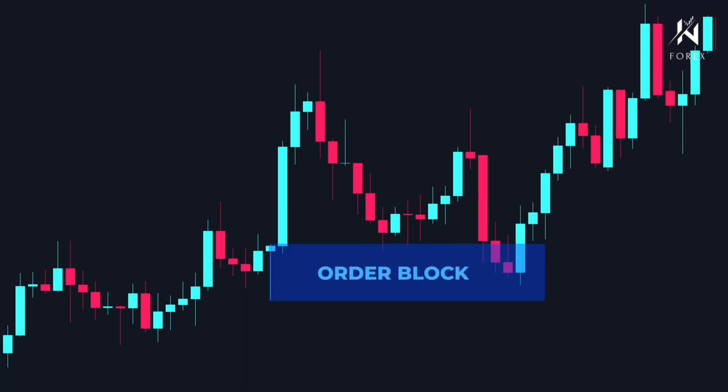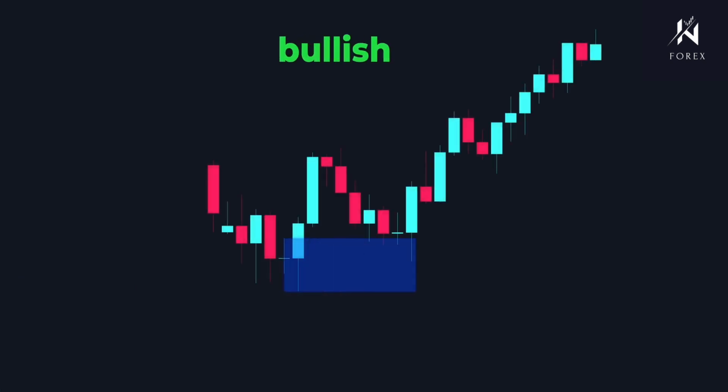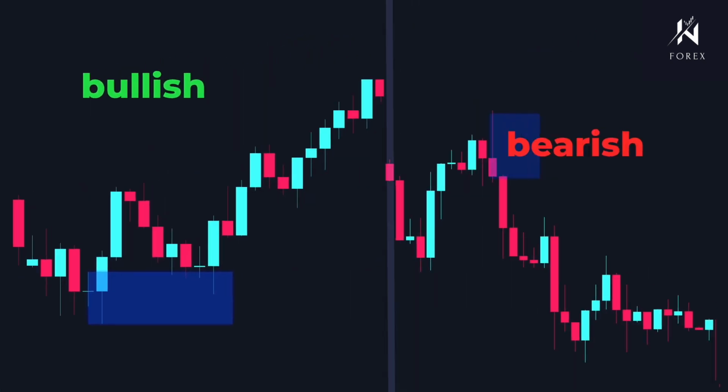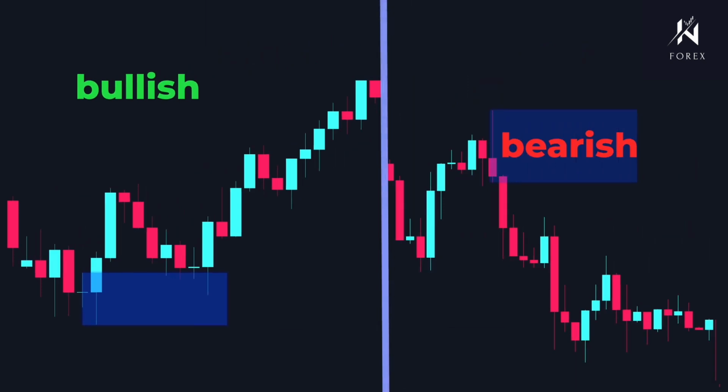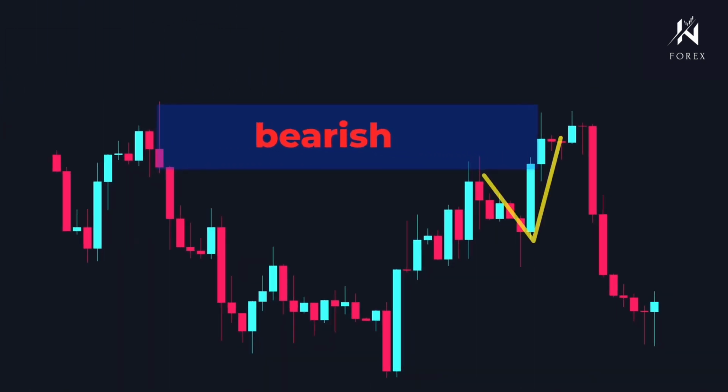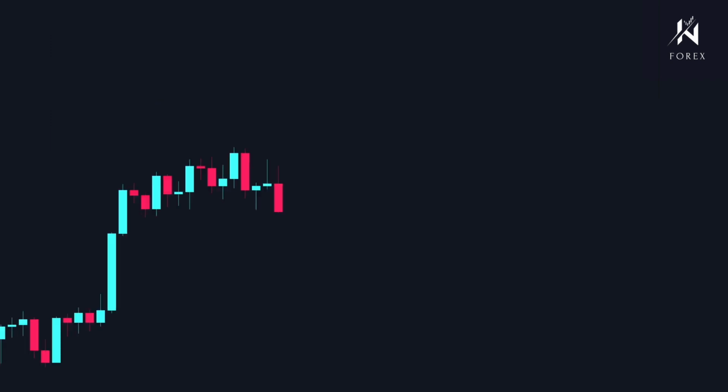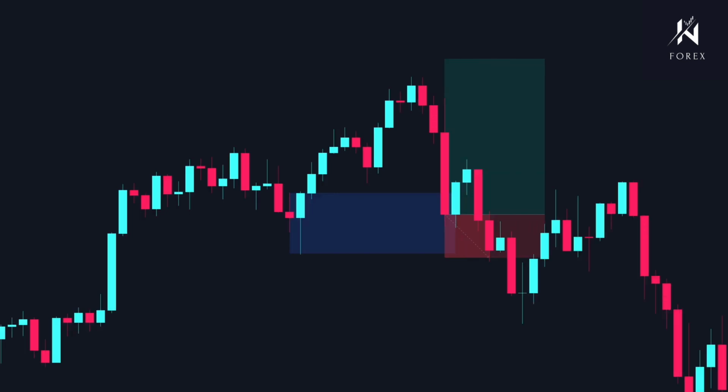There are 2 types of order blocks: bullish order blocks, which are created by large buy orders that drive the price up, and bearish order blocks, which are formed by large sell orders that push the price down. These areas are important because prices often return to them and bounce back, offering potential trading opportunities. If you had bought at an order block, you might have made a good profit when the price moved in your favor. Many people are facing losses due to not identifying the correct order block.